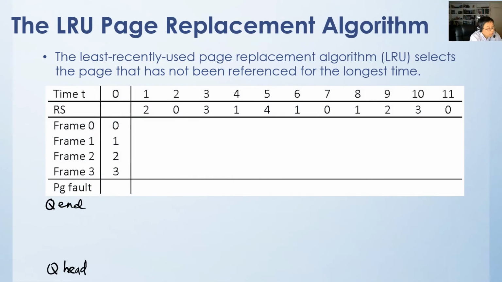Okay, so let's introduce another page replacement algorithm, the LRU, the least recently used page replacement algorithm. Now, the LRU selects the page that has not been referenced for the longest time. The LRU looks at the past of the page reference, unlike the optimal, which looks at the future. So LRU looks at the history. That makes the LRU doable and a realistic page replacement algorithm.